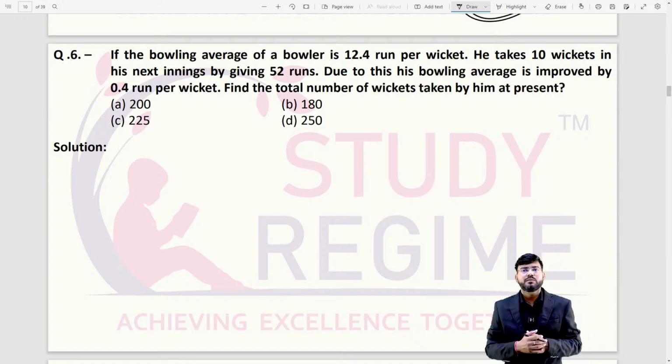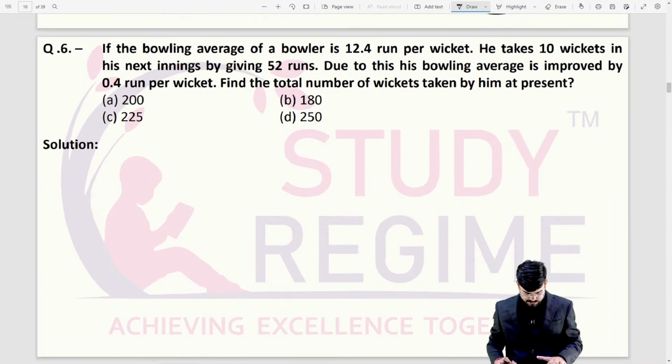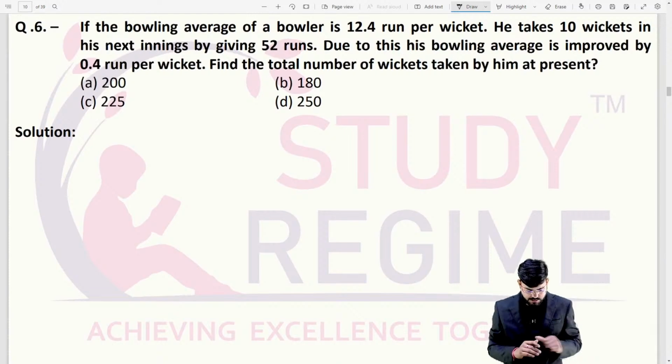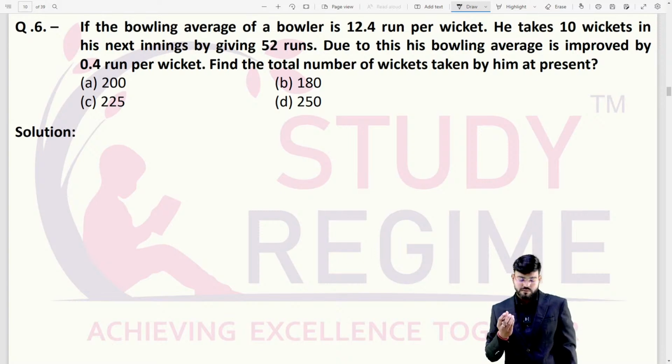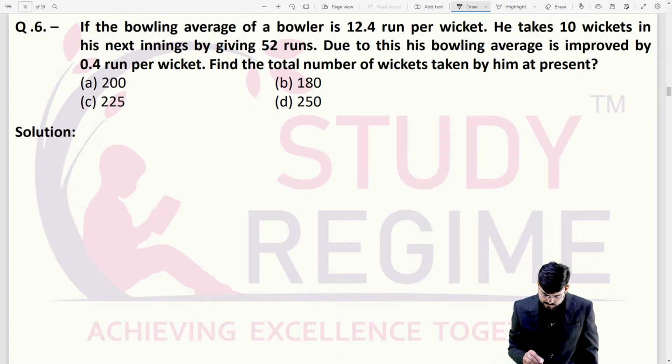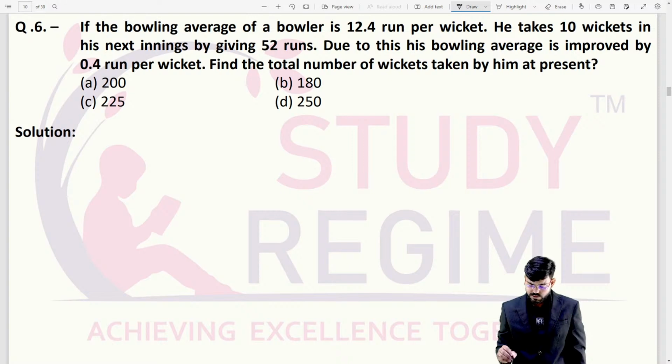Earlier we solved a question about a batsman. Now we will solve this question about a bowler. If the bowling average of a bowler is 12.4 runs per wicket, that means total runs given upon total number of wickets taken by the bowler. If the bowling average of the bowler is 12.4 runs per wicket, he takes 10 wickets in his next inning by giving 52 runs.